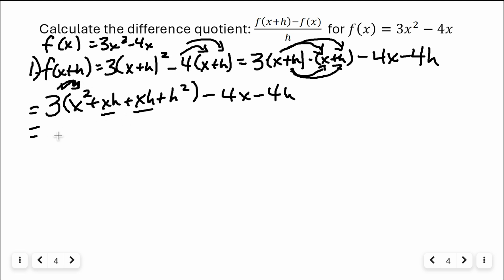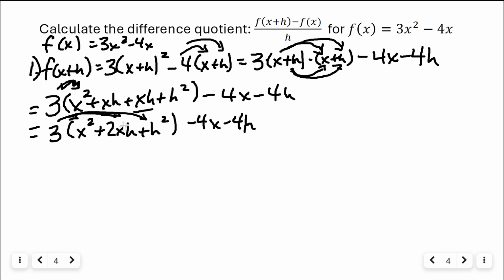Let's add these like terms. That's good. So that's 3 times x squared plus 2xh plus h squared minus 4x minus 4h. And now I'm going to distribute my 3. I'm going to distribute to all 3 of these. It's going to give me 3x squared plus 6xh plus 3h squared minus 4x minus 4h.